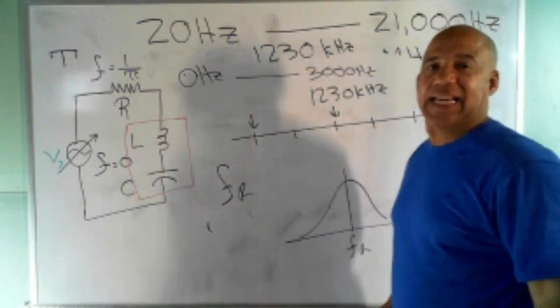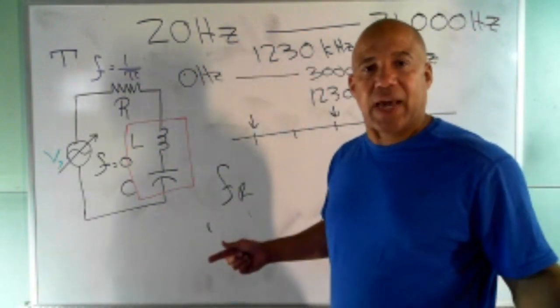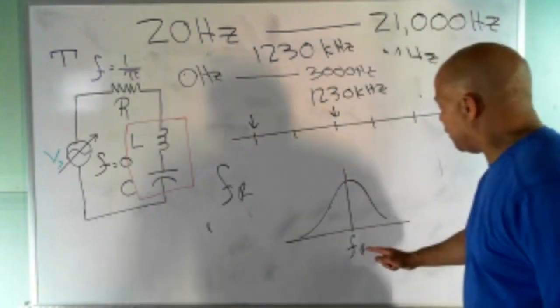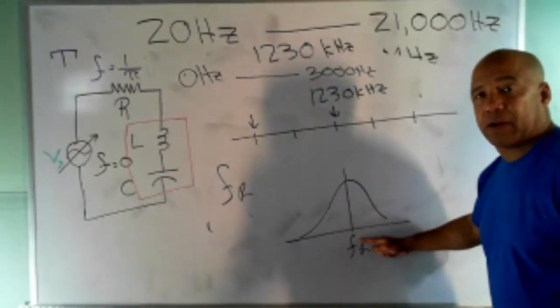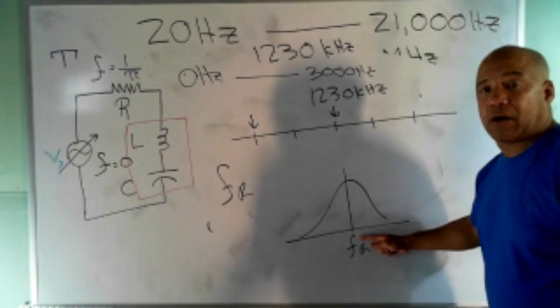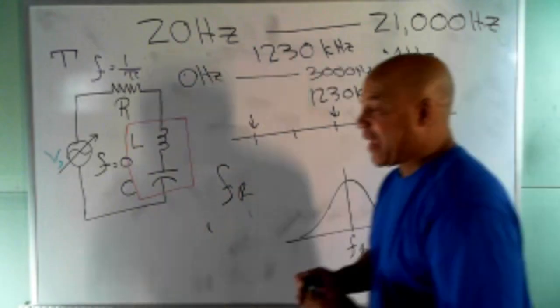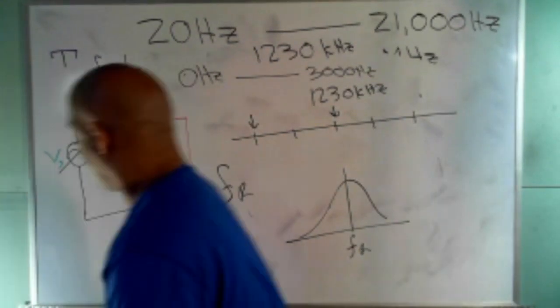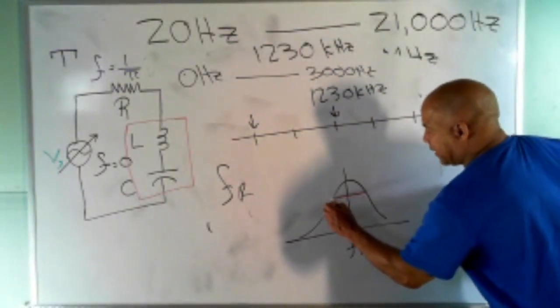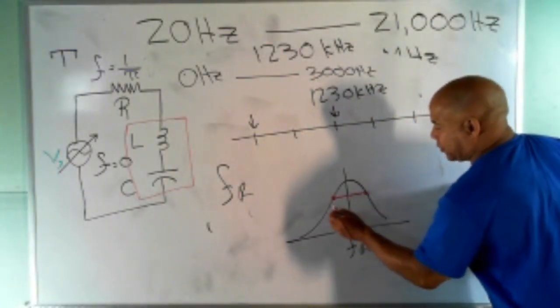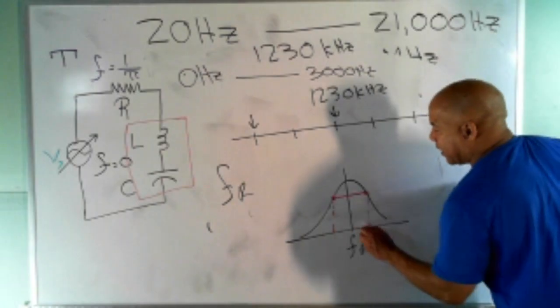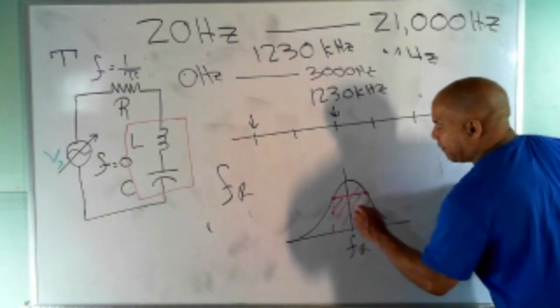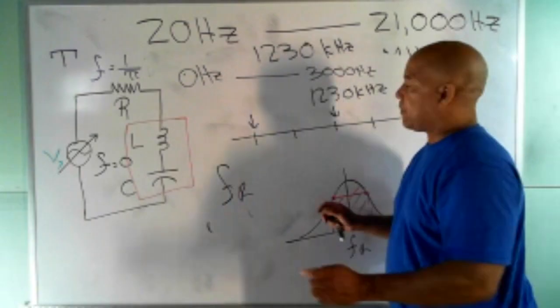Now remember what I said, it doesn't make sense to have one sine wave. You don't have one sine wave. What you've done is you set the center frequency here to 1230 kilohertz. But then you still got the bandwidth. So if you did the thing with the dots that I showed you and dropped the perpendicular down, you have the bandwidth.